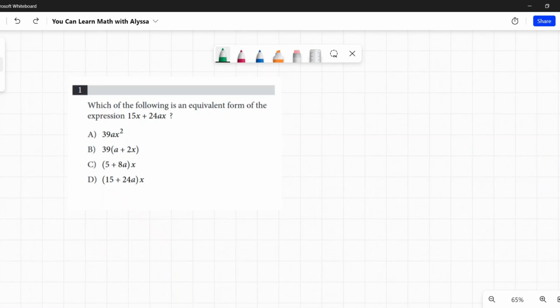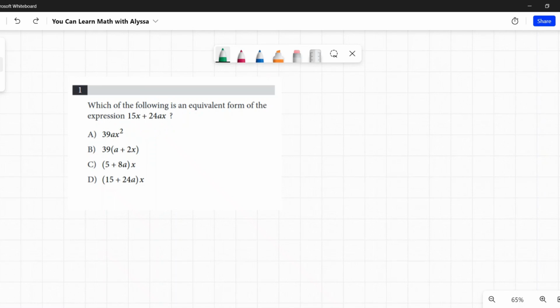But in this one, they're telling you which of the following is equivalent. So I have this one, 39ax squared, that looks different from all the rest. And all these three have parentheses. But first, let's look at 39ax squared. So what they did there is they said, I can add these together because 15 plus 24 is 39. I've got an a and I've got two x's, so that's ax squared. Is that how that works?